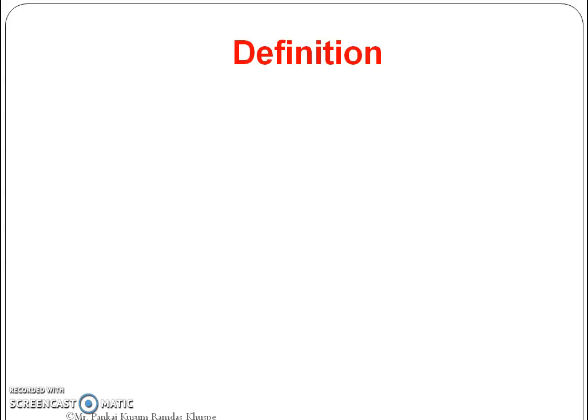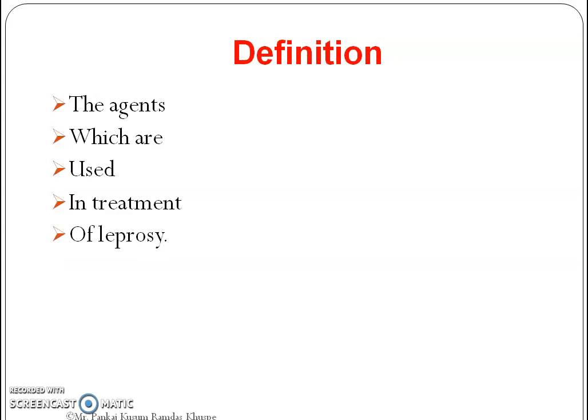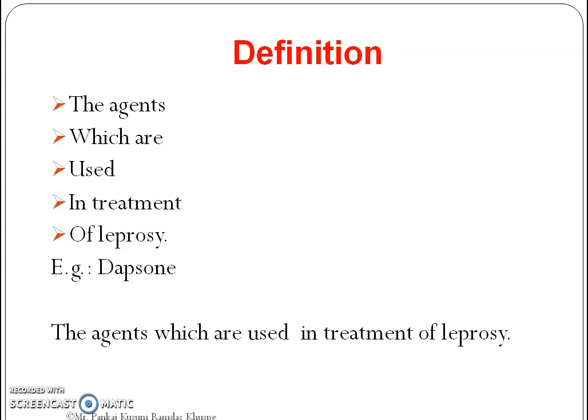Now we are going to move to the next point, that is the definition of anti-leprotic agent. Now we have the concept of leprosy, because Mycobacterium leprae causes infection to the patient and leads to the disease that we call leprosy. So the drug or agent used in the treatment of leprosy is known as an anti-leprotic agent. The definition is quite simple and easy. The example of anti-leprotic agents are dapsone and other non-sulfone compounds also.